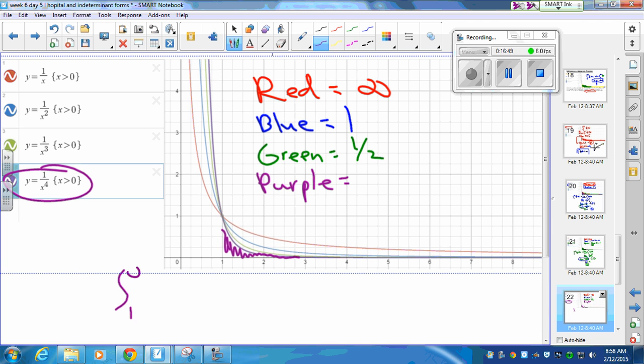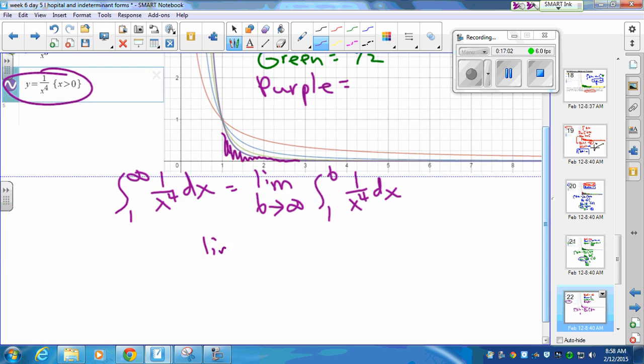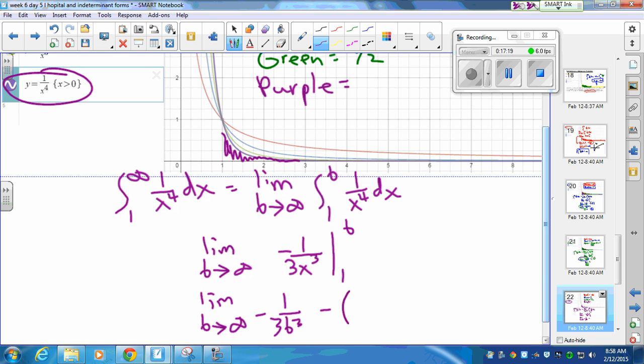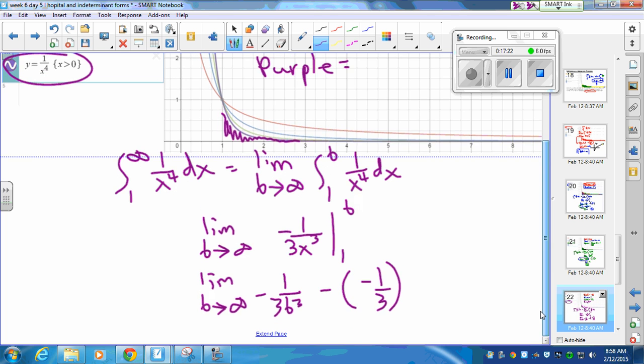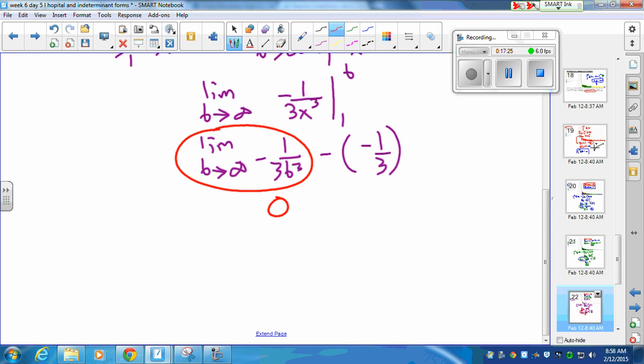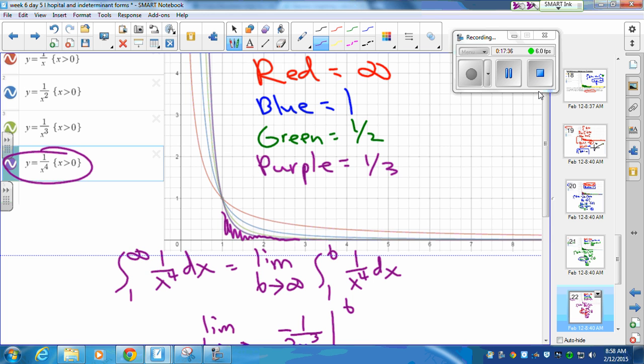And you can do it. Let's see, the integral of 1 to infinity of 1 over x to the 4th dx. Technicality here, b goes to infinity, 1 to the b of 1 over x to the 4th dx. That's the limit as b goes to infinity of negative 1 over 3x cubed from 1 to b. So limit as b goes to infinity of negative 1 over 3b cubed minus negative 1 over 3. You're kind of seeing the pattern here, hopefully. That goes to 0 plus 1/3. You get 1/3. So now the purple is 1/3.